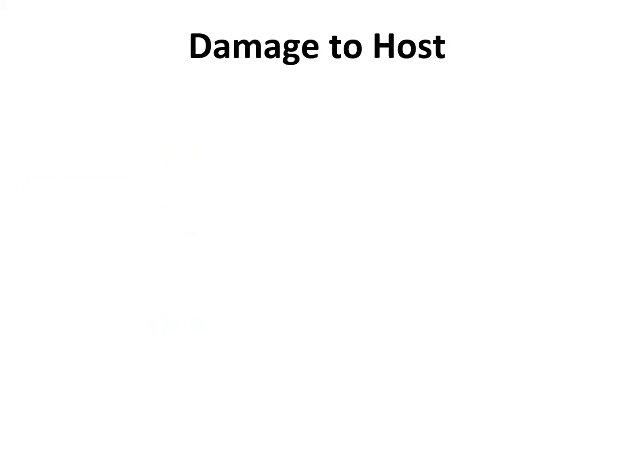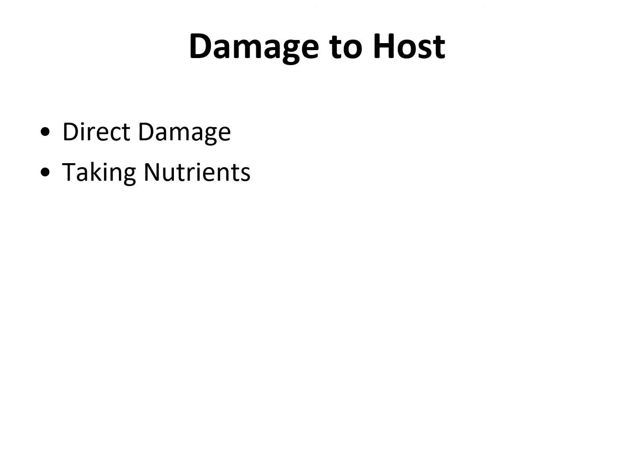Once the microbe is inside the person's body, there are 3 basic ways that they cause damage to that individual's body to create the disease. The first way they can cause damage is by direct damage, directly damaging tissues. The second way is by taking nutrients from the host. By taking nutrients, they're depriving the host tissues of nutrients, and that's what can cause the damage. And then the third thing is toxin production.